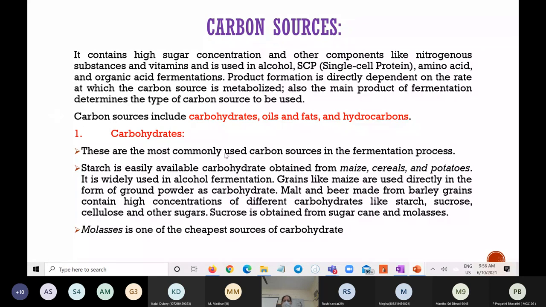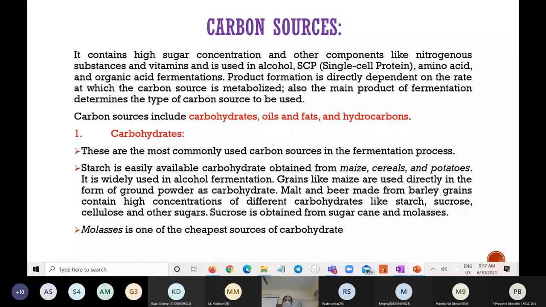Starch is easily available and can be obtained from maize, cereals and potatoes. They could be used as ground, or they could be used as a mash. Apart from these, molasses are also the cheapest source of carbohydrate. You all must have heard, when we see ethanol formation, that molasses are a great source of carbohydrate, of carbon there. So carbohydrates are a very important source.